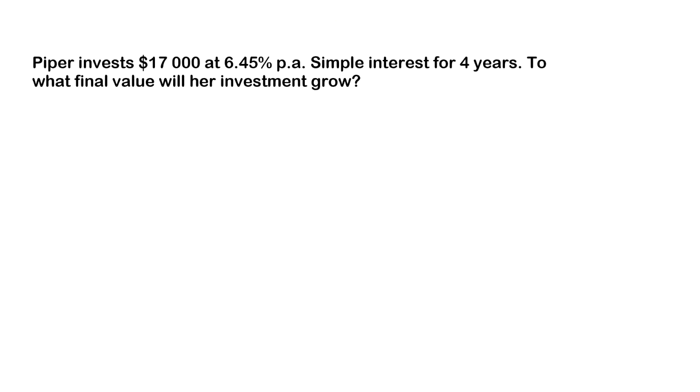So we'll do our first question. Piper invests $17,000 at 6.45% per annum, simple interest for 4 years. To what final value will her investment grow? Start by writing down your formula. Now we need to start putting in our information. It is a good habit to start writing down things you know. So I know this is my P, here's my R, and over here is my N.